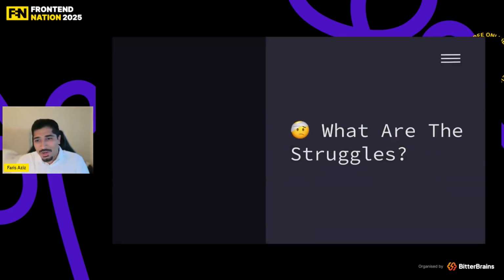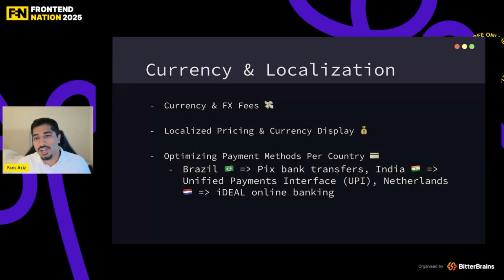So what are the struggles in this world of monetization, of getting payments accepted through your web platforms? There are a couple of things there. There's currency and localization. I'm based in Switzerland, so naturally I want to pay in Swiss francs. Now, not everyone lives in Switzerland, so you want to be able to support France, euros. For the US, you want to be able to support dollars. So supporting multiple currencies is incredibly important.